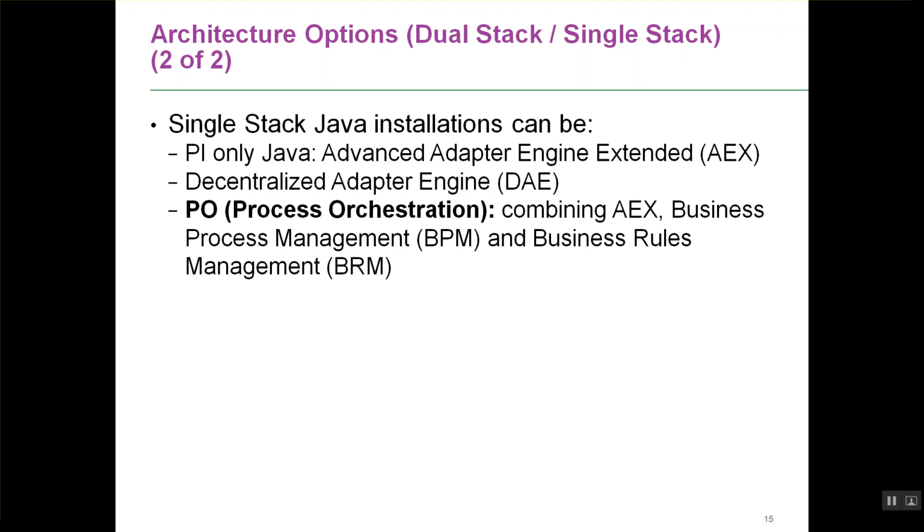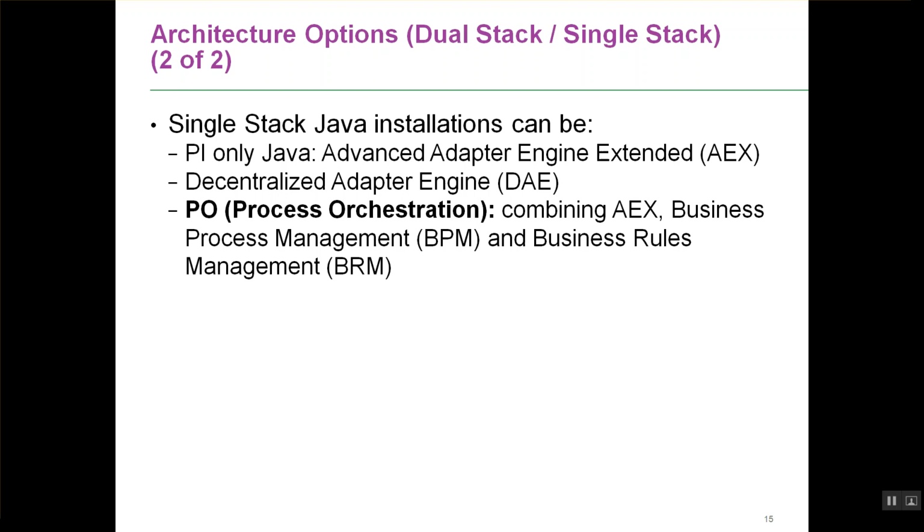So to summarize, what are the various architecture options of PI and PO? PI is nothing but process integration, and process integration can be installed as a dual stack installation, which is an ABAP and a Java installation, or a Java only installation, which was called an adapter engine extended, or AEX. Another evolution of process integration was called process orchestration, where SAP combined SAP Java only PI, business rules management, and business process management into a single product.